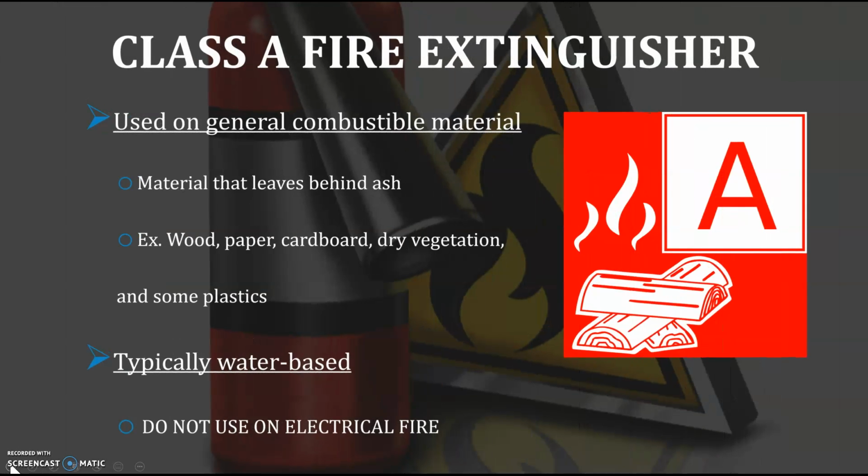Class A fire extinguishers are used on general combustible material, which is the type of material that would leave behind ash. This would consist of wood, paper, cardboard, dry vegetation, and some plastics. Typically, the extinguisher is water-based, so you do not want to use it on an electrical fire.